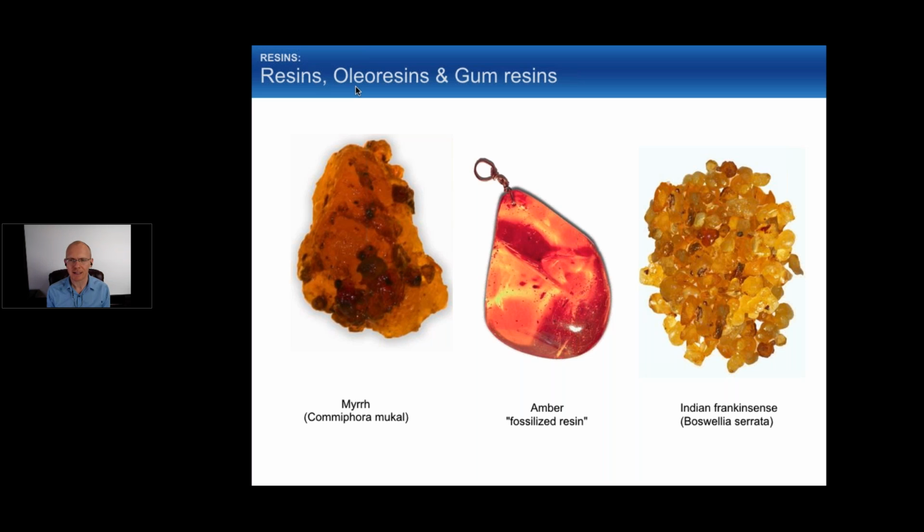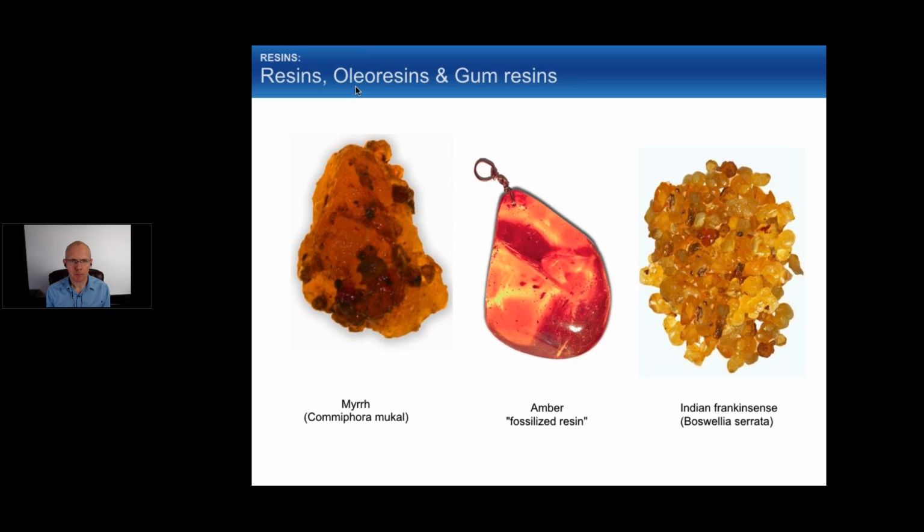Jumping to the far right, we've got Indian frankincense. This is a different plant than the frankincense that baby Jesus got. Indian frankincense grows in India. It's used more as an anti-inflammatory. It's used for arthritis, but it's also used for asthma and different types of colitis as well, and it does have some antimicrobial effects.